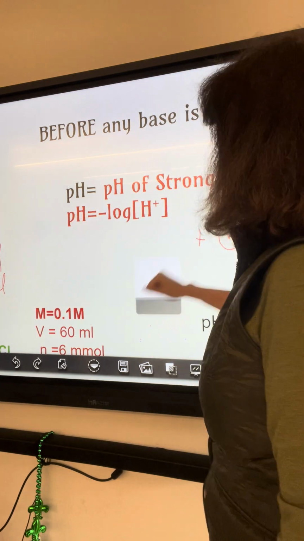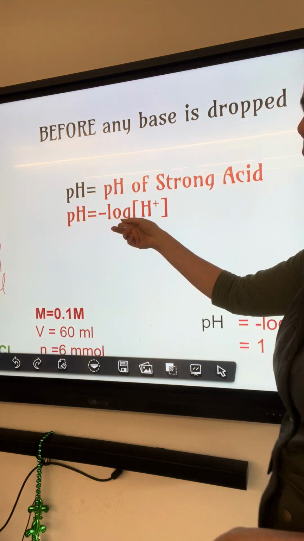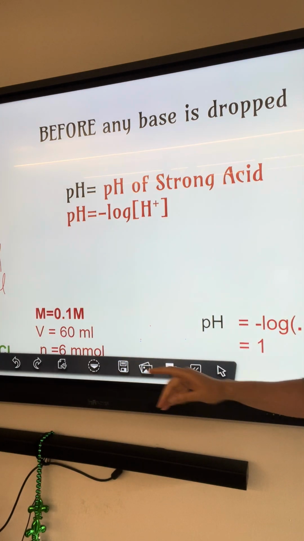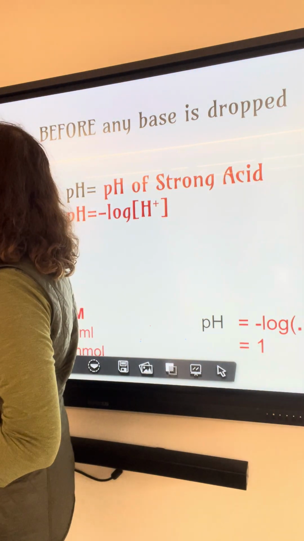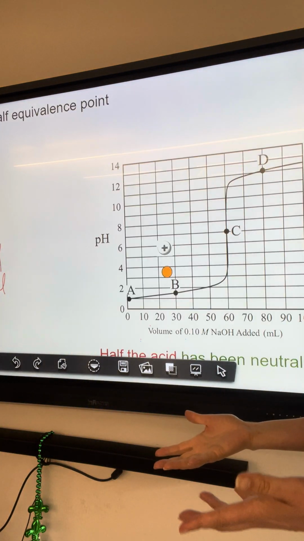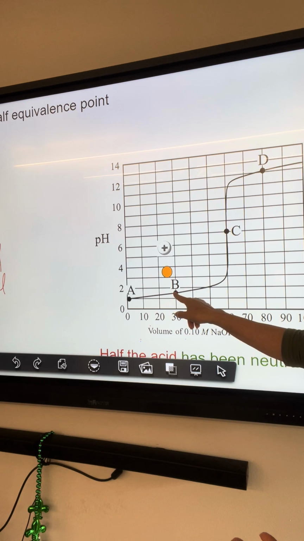So I just use the regular formula for pH that you know since physical science. Take the negative log and get my initial pH. Everybody okay with that? Yeah, this is the easy part. Then we're gonna calculate it here.